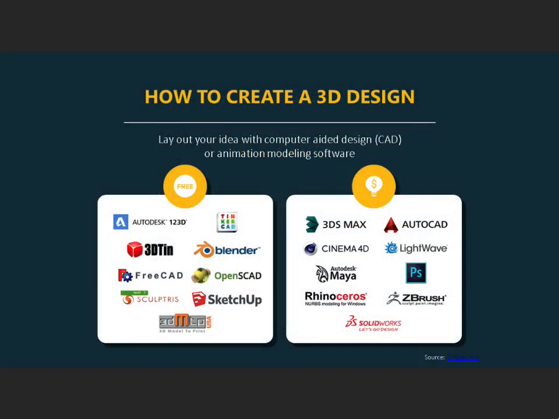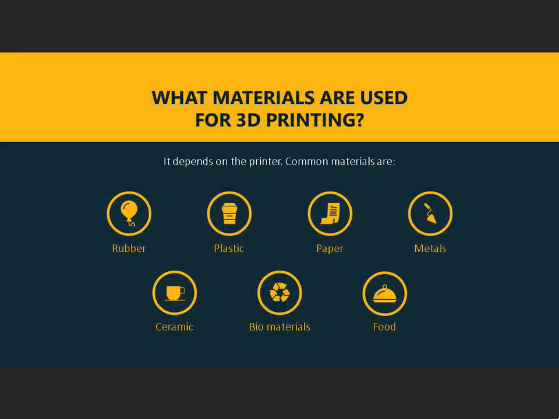To create a 3D design, you need to concretize your idea with computer-aided design (CAD) and also modeling and animation software. There are both paid and free solutions. What materials are used for 3D printing? It depends on the printer. The most common materials are rubber, plastic, paper, heavy metals, ceramics, organic materials, and foodstuffs.